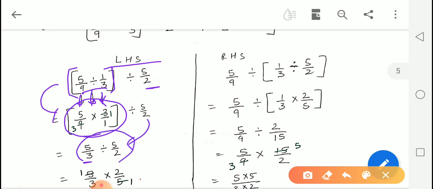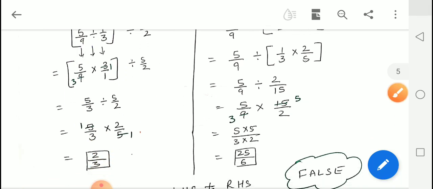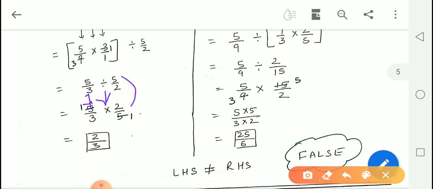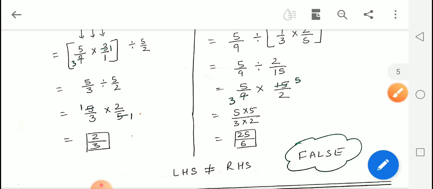Now we will solve this as a division question. 5 by 3 as it is. This division sign is changed into multiplication, and here we will do the reciprocal. Then we will solve this as a multiplication. We will get answer 2 by 3 on the left hand side. Now let us solve the right hand side.